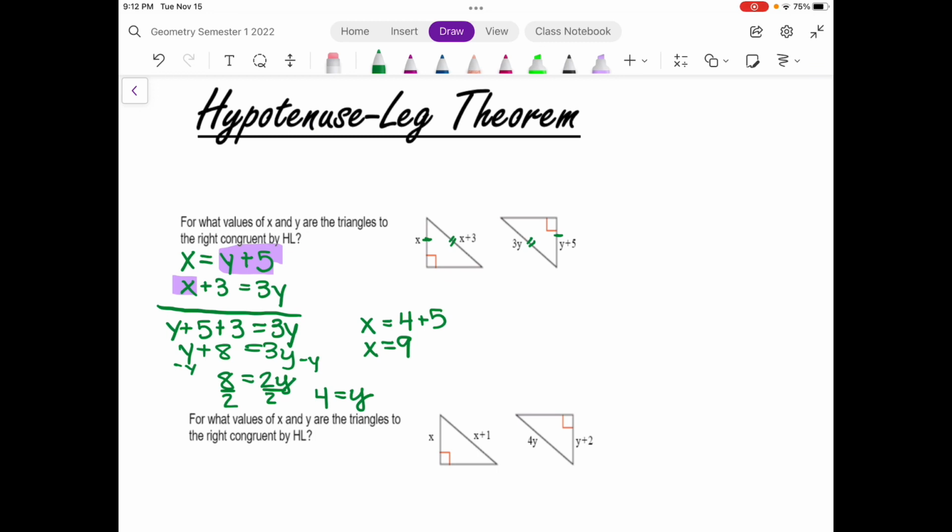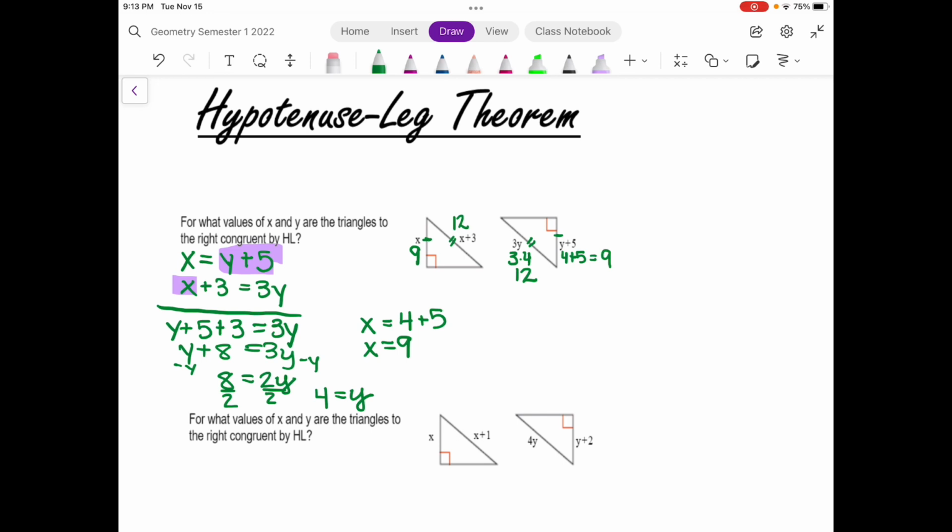But I would like to check my work. So x is 9, and it should be equal to 4 plus 5, because y is 4. Yep, sure enough, 9 is 9. All right, what about x plus 3? Well, x is 9, plus 3 is 12. And then we have 3y here. Well, y was 4, so 3 times 4 is 12. Sure enough, that checks out. We do have congruent triangles.